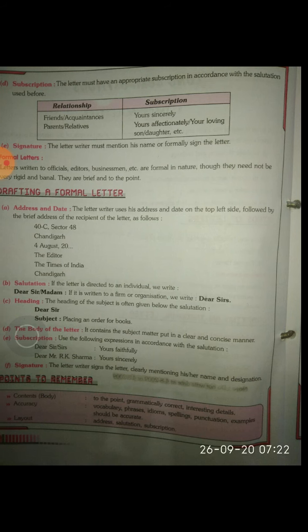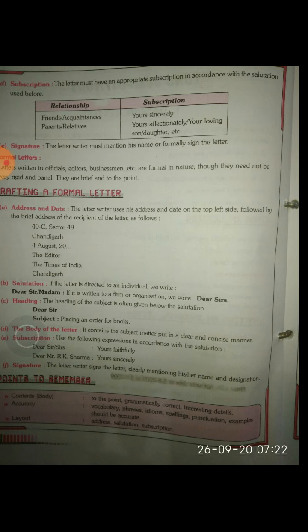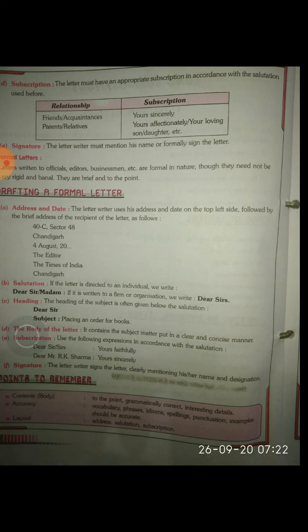Dear children, now time has come to discuss the informal letter. You should remember some important points whenever you write an informal letter. Contents: body, to the point, grammatically correct, interesting details. Accuracy: vocabulary, phrases, idioms, spellings, punctuation, examples should be accurate. The last one is layout: address, salutation, and subscription. These points should be remembered by you.